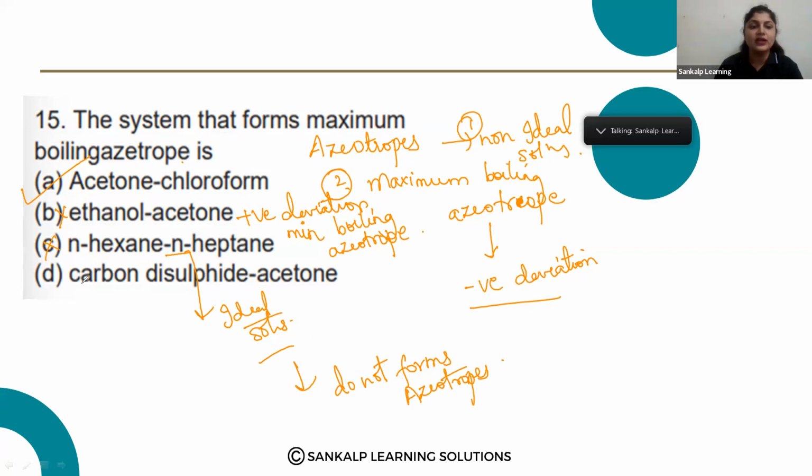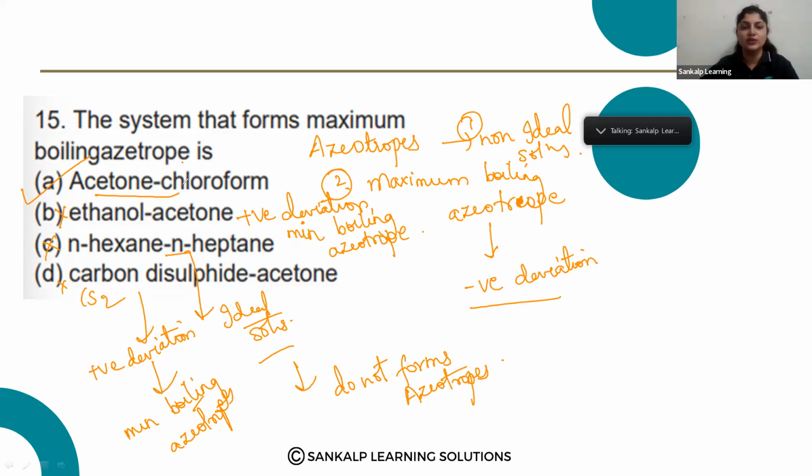Then the next example, carbon disulfide and acetone, that is CS2 plus acetone. This shows positive deviation. If they show positive deviation, they will form minimum boiling azeotrope, so they are an example of minimum boiling azeotrope. So this is also wrong. So our answer is A, that is acetone and chloroform. A is the correct answer. Understood?